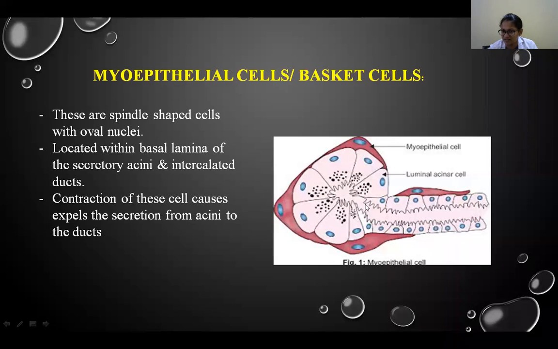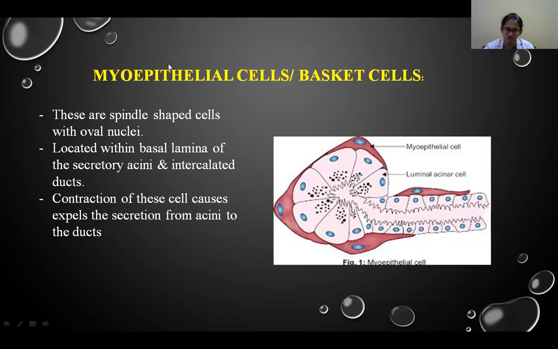into the duct lumen. From the lumen it will pass to the intercalated duct, which we have studied already. From the intercalated duct it will be expelled to the striated duct, and from the striated duct it will pass to the main excretory duct. This is the main important epithelial cell, the myoepithelial cell.